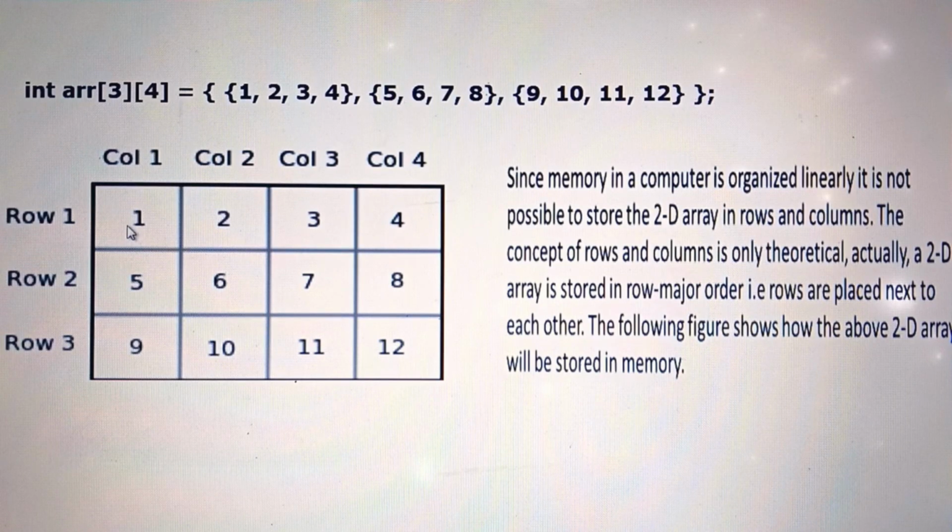But theoretically we can learn it like this: these are the three rows, and the rows are divided into 4 columns. Theoretically we can learn it like this, but in memory it is allocated in one line, that is row major order. The array is stored in row major order, where rows are placed next to each other.